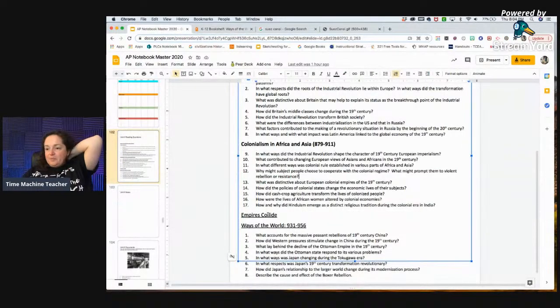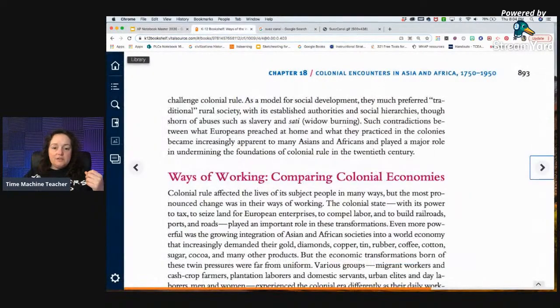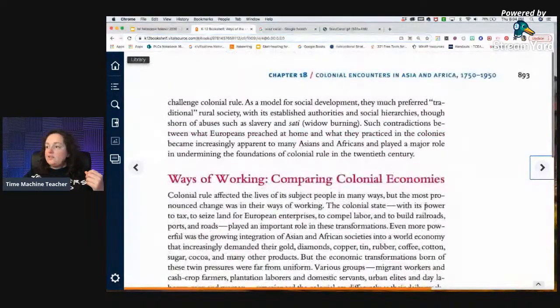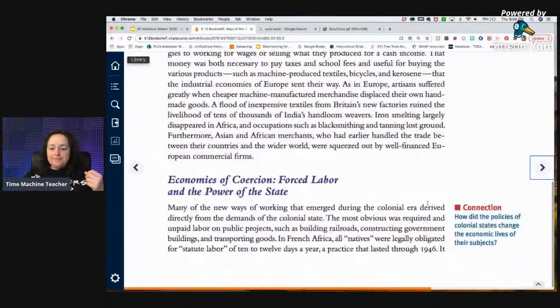All right. So you guys have 4 questions left. And the next one is, how did the policies of colonial states change economics? And that one is right down here. So put a note beside that question. That is on page 893.